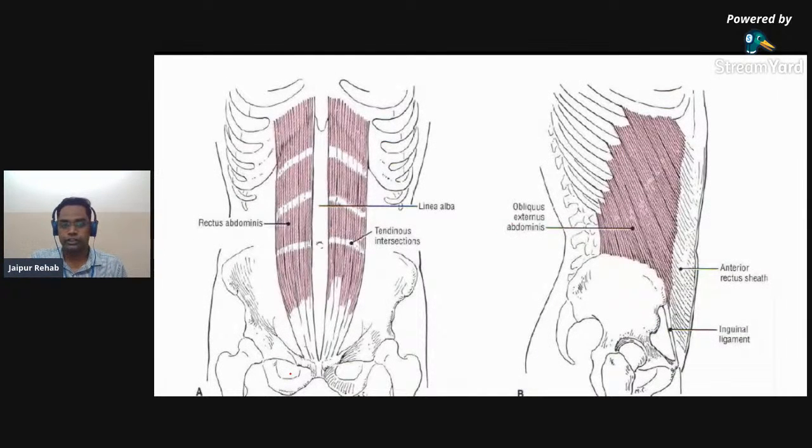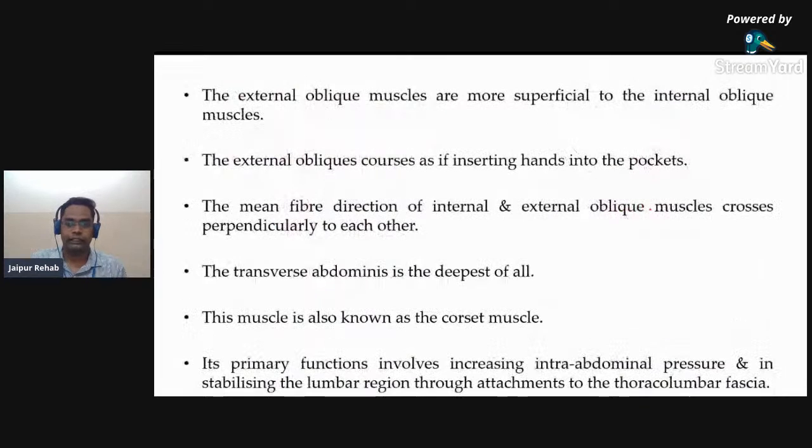So these are the locations of the muscles. This is the external oblique muscle, which is running like this. Similarly, the internal oblique muscle runs like this. So they cross each other perpendicularly, at 90 degrees. The external oblique muscles are more superficial than the internal oblique, and the external oblique courses as if inserting hands into the pockets, like this. So the external obliques are moving like this, and the internal obliques are moving like this. They cross each other at 90 degrees. So the mean fiber direction of the internal and external oblique muscles crosses perpendicularly to each other.